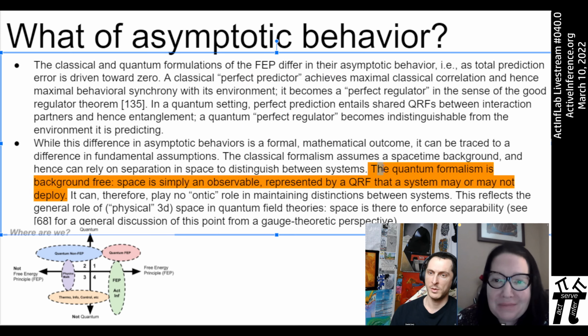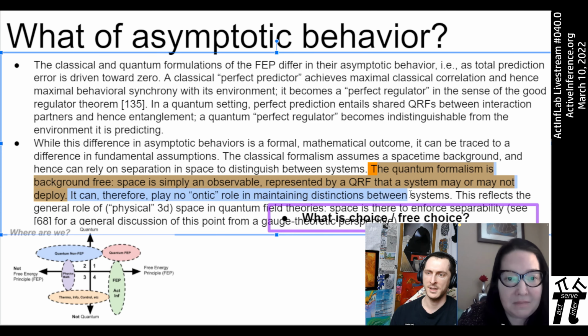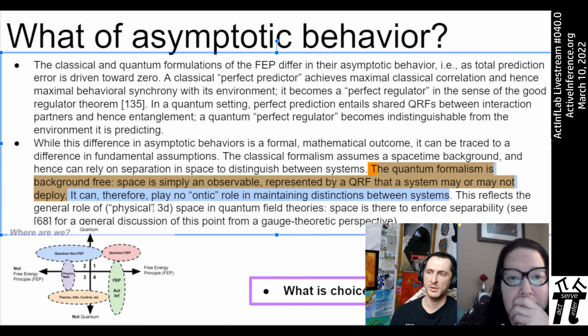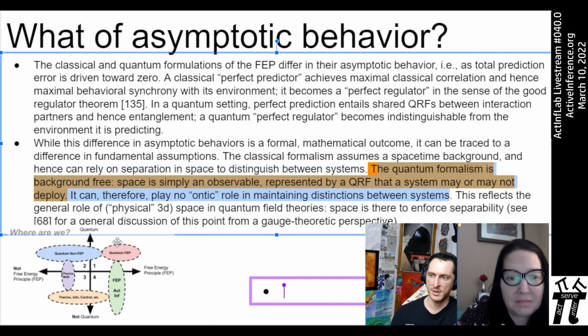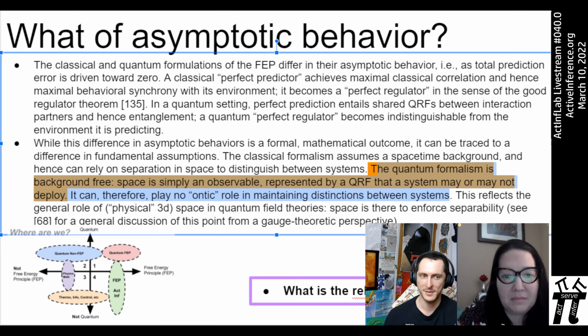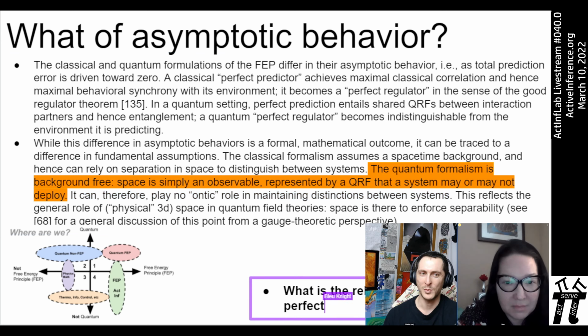Yeah, so also the quantum formalism is background free. Space is simply an observable, represented by a QRF that a system may or may not deploy. It can therefore play no ontic role in maintaining distinctions between systems. This reflects the general role of physical 3D space in quantum field theories. Space is there to enforce separability. See C68 for general discussion from a gauge theoretic perspective. So, like, the space between is what?